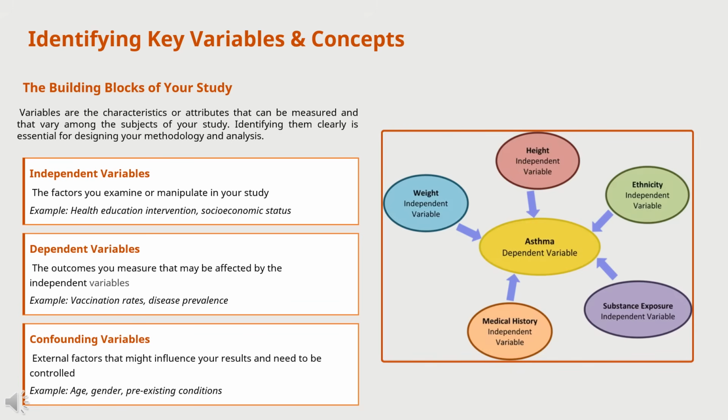Another important variable is the confounding variables. These are extraneous variables that can influence both the independent and dependent variables, potentially leading to spurious association. Identifying and accounting for these variables is crucial for accurate research and findings. A typical example is age, gender, and other pre-existing conditions. And this is a typical flowchart for asthma, and these are the independent variables that could actually influence asthma outcome.